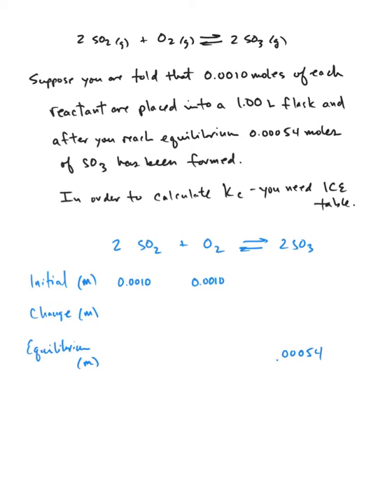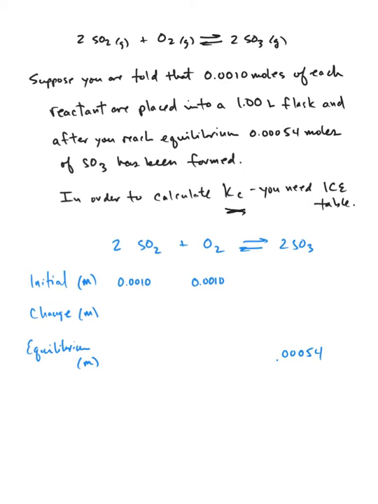So here's the same reaction. Suppose you were told that 0.0010 moles of each reactant was placed into a 1 liter flask, and then after you reach equilibrium, 0.00054 moles of SO3 have been formed. In order to calculate the equilibrium constant, you need an ICE table, because you need to fill in the blanks basically. So look what I've done here.